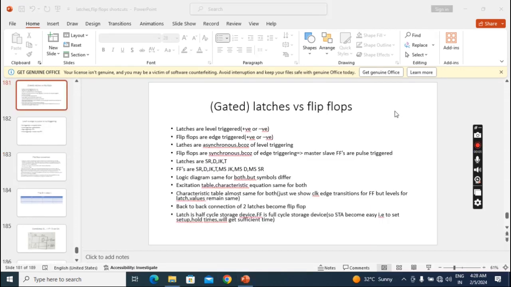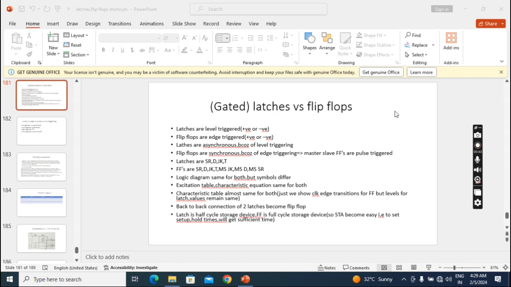In this lecture, we'll discuss the differences or comparison between gated latches and flip-flops. If we take latches, they work with level triggering. So latches are level triggered and flip-flops are edge triggered. This is one difference. We can also say latches are asynchronous because of level triggering, and flip-flops are synchronous because of edge triggering. Of course, master-slave flip-flops we can call pulse triggered. They are also synchronous. So this is another difference.